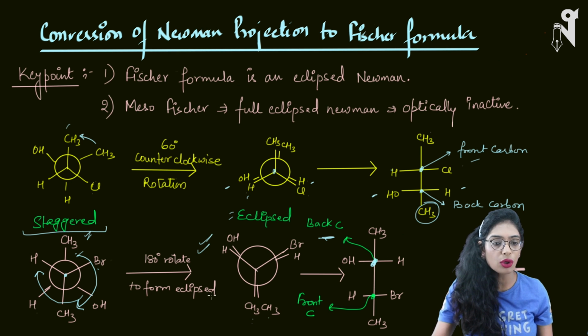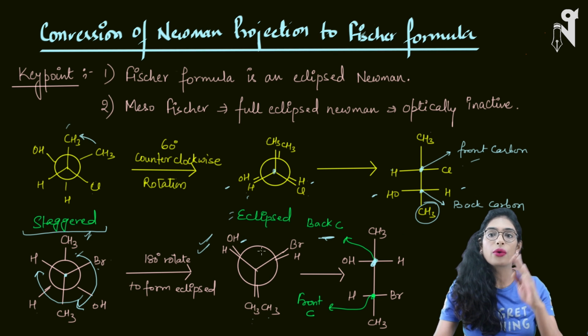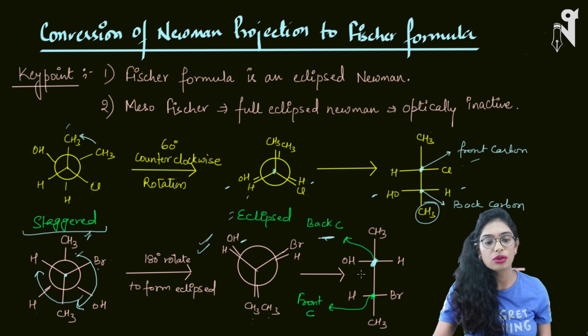So the back carbon has what all present on it? The back carbon has OH and hydrogen on it. OH is on the left and hydrogen is on the right. On the front carbon, what we have is CH3, so hydrogen is on the left and Br is on the right.